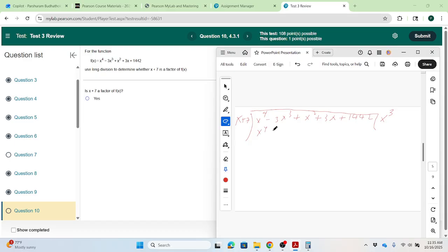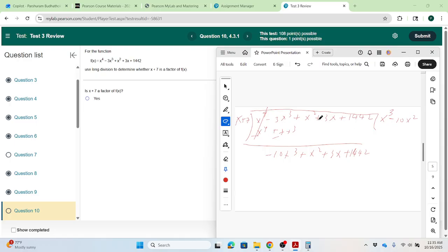7 times x cubed is 7x cubed. And then you keep going like that. So that will be negative 10x cubed plus x squared plus 3x plus 1442. If you divide this leading term by x, that will be negative 10x squared. So that goes here, negative 10x squared.